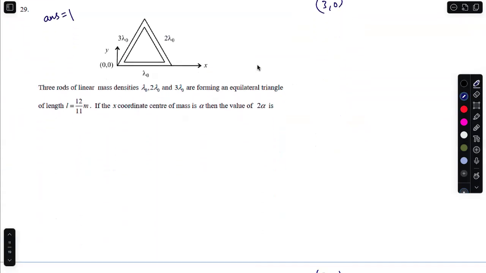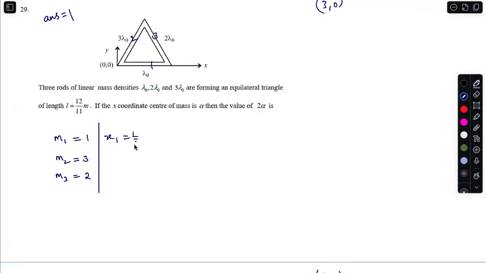Next. Three rods of linear mass densities are forming an equilateral triangle of length L. If the x coordinate of the center of mass is alpha, then find the value. I don't see all these things here. Hold on. I'll take this as 1, this as 2, and this as 3. M1 is 1 unit, M2 is 3 units, M3 is 2 units. Agreed? Rest everything is the same.